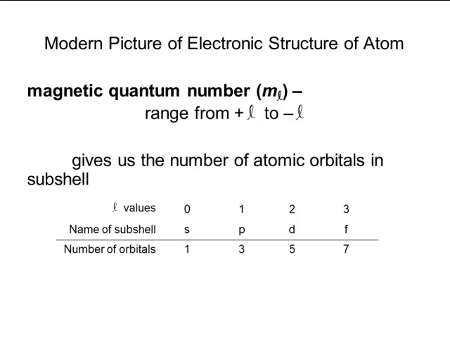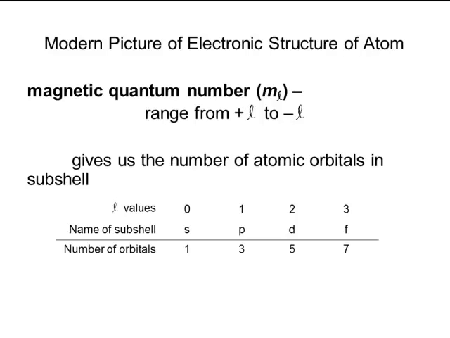So let's look at this. If I have an L value of 0, the name of the subshell is S, and the number of orbitals in that subshell is going to be 1 orbital. Why? If L is 0, then m sub L can only be 0. Positive L to negative L is only 0, so we only have 1 orbital. What about when L equals 1? That's a P subshell. It's going to have 3 orbitals. Why 3 orbitals? Because m sub L could be plus 1, 0, minus 1.